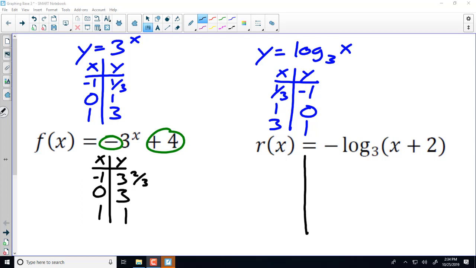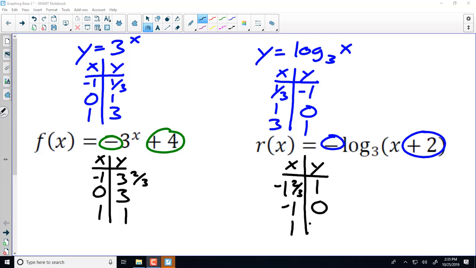Over here, for r of x, we've got a couple things going on. We've got a negative sign out front, and we've got a plus 2 on the inside. So that plus 2 means we're going to subtract 2 from every x value, and the negative sign in front means we're going to change the sign on every y value. Make negatives positive, make positives negative. So I'm going to start by subtracting 2 from every x value. So that's going to make this negative 1 2/3. You can check that on a calculator if you want. This will become negative 1, and then 3 minus 2 is 1. Then we just change the sign on the y values, so the negative 1 becomes 1, the 0 doesn't change, and the 1 becomes negative 1.